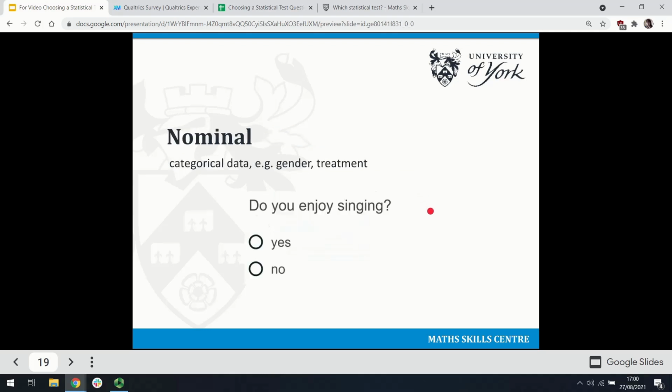So let's take some examples. Nominal data is basically categorical data, and a really common example of that is gender. Another example would be if you have treatments in, say, an experiment, or if you're working with people and giving them different treatments, you're categorizing those treatments. In our questionnaire, we had a question which was, do you enjoy singing? Yes or no. A yes or no question is a nominal type of data.